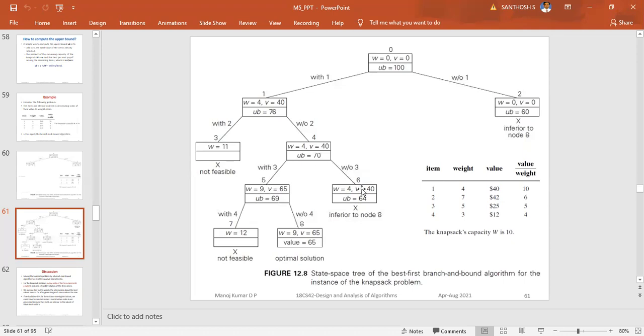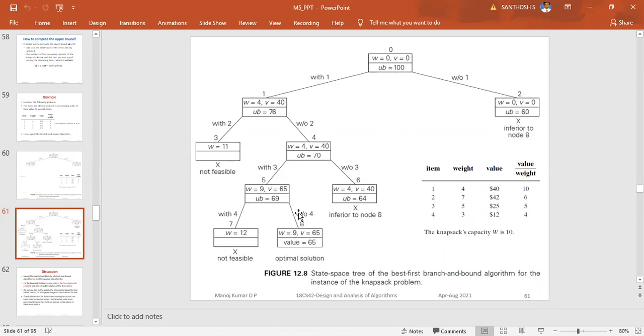Without 3, you are having only 1. So W is equal to 4, V is equal to 40, UB is equal to 64. So it is inferior to node 8. Now you come to this particular thing. Finally, the upper bound is equal to 69.